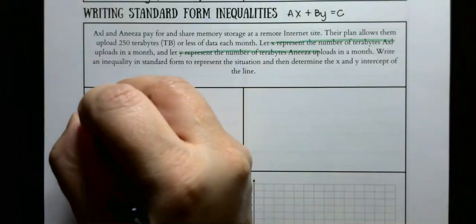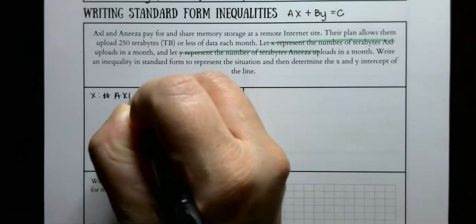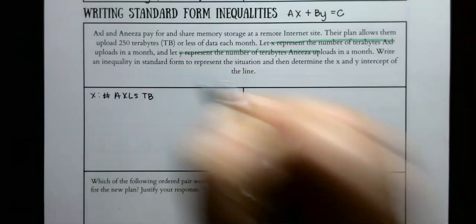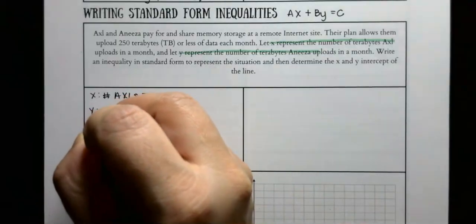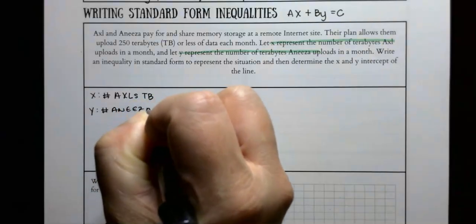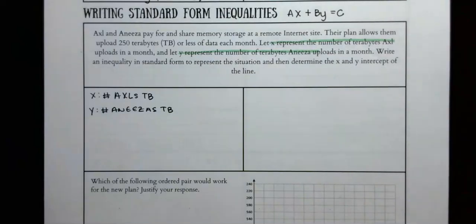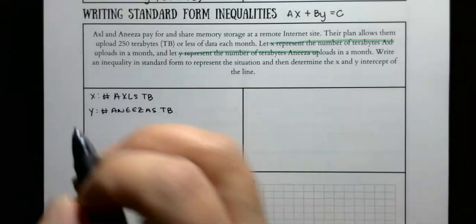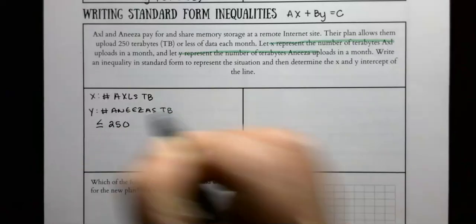So we're going to start off with X is the number of Axel's terabytes for that month. And then we said Y is going to be the number of Anisa's terabytes for that month. And then the other thing that they tell us is that it has to be either equal to 250 or less. So I'm going to go ahead and write less than or equal to 250.